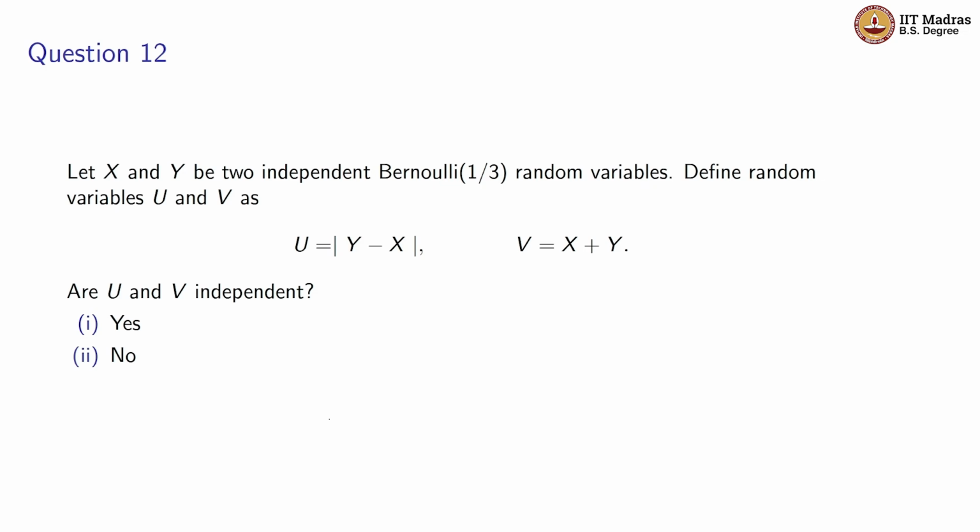Now coming to question number 12. Question number 12 says: let x and y be two independent Bernoulli 1 by 3 random variables. Define another two random variables U and V as U is equal to mod of y minus x, and V is equal to x plus y. So in this question we have to determine whether U and V are independent or not.